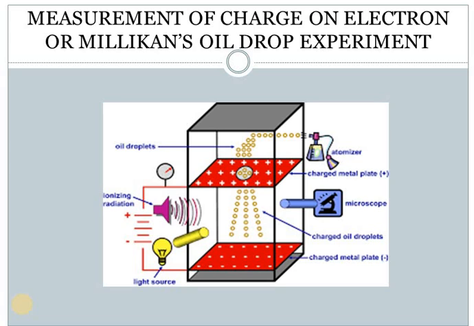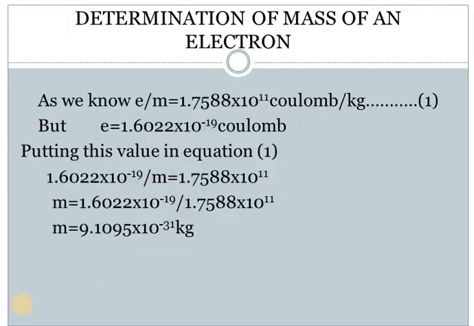So with the help of this experiment, or Millikan oil drop method or experiment, they calculated the charge on an electron. Next is determination of mass of an electron. They can ask you in your short questions how we can find out the mass of an electron, so you have to do all these calculations.